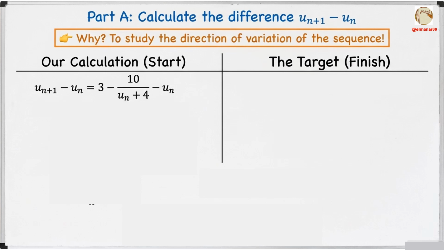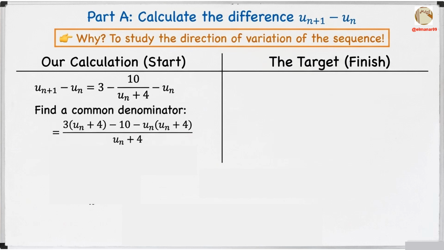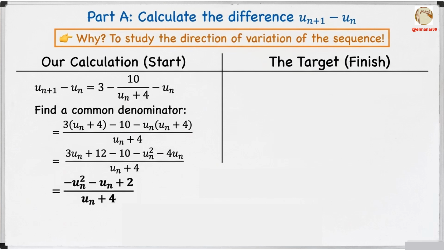We find a common denominator, which is u sub n plus 4. This gives us 3 times (u sub n plus 4) minus (10 minus u sub n) times (u sub n plus 4) all over u sub n plus 4. Expanding the top, we get 3u sub n plus 12 minus 10 minus u sub n squared minus 4u sub n, all over u sub n plus 4, which simplifies to negative u sub n squared minus u sub n plus 2 all over u sub n plus 4.